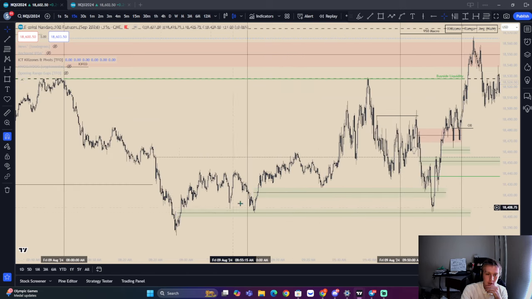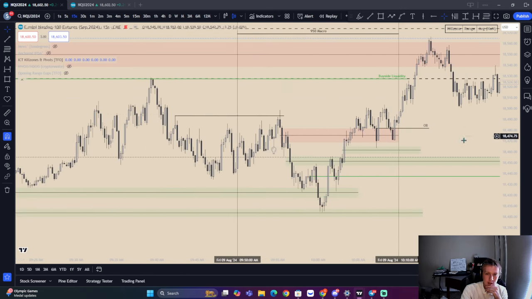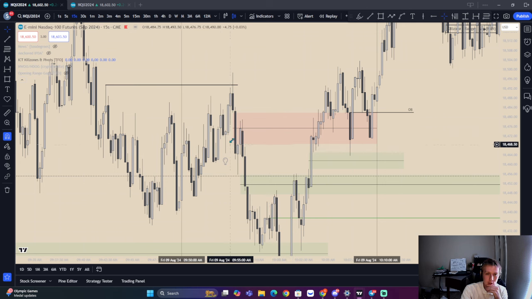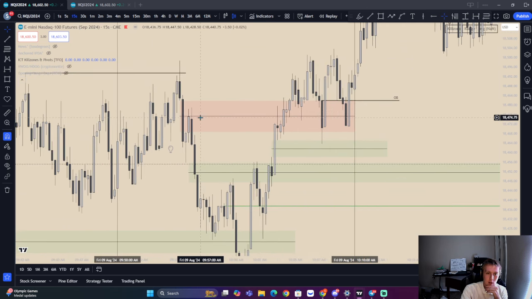Then we refer to this imbalance here. We end up taking buy side there. Shifted market structure, imbalance right there. What is that? 2022 model. Notice consequent encroachment gets held very nicely.